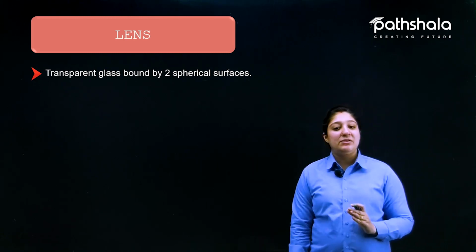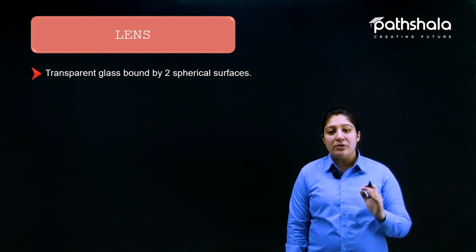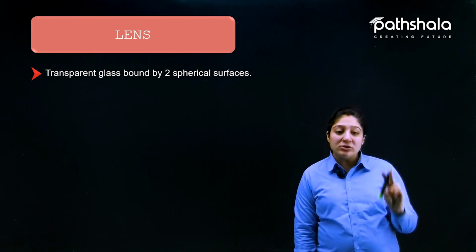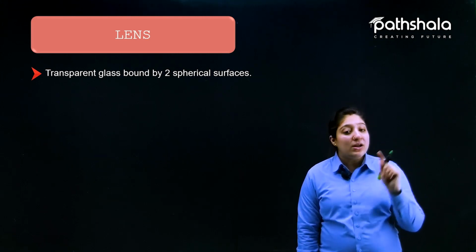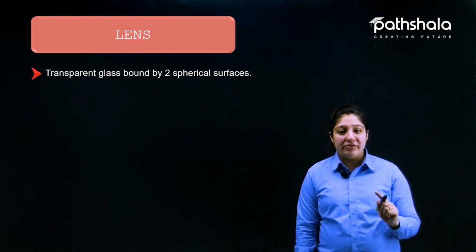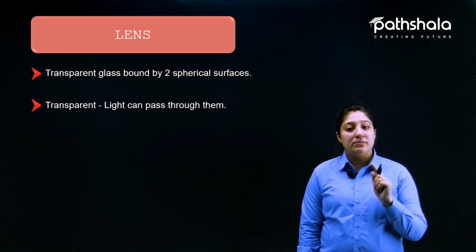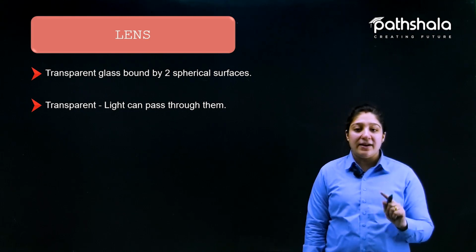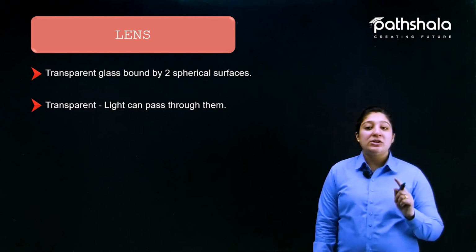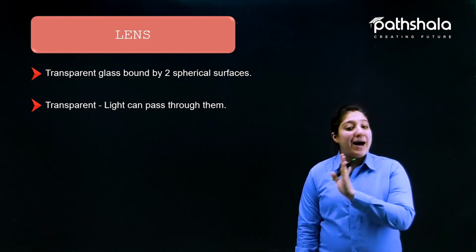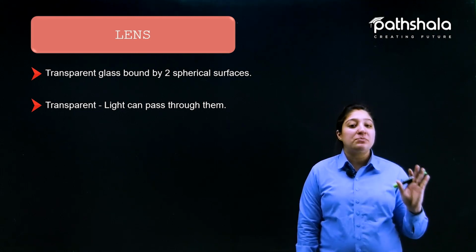As I have discussed in mirrors, the mirror is a part of the sphere. Here also, the lenses are bound by two surfaces or two transparent glasses, and both the glasses are part of the sphere, right? So that is how we can say that the lenses are also spherical lenses. Now why are they transparent? So that the light can pass through them completely and the image formation will take place properly.